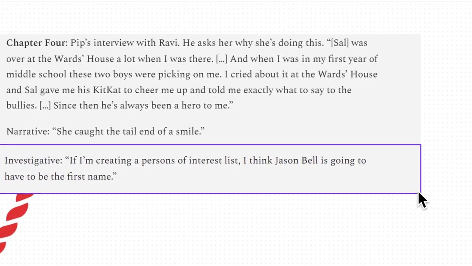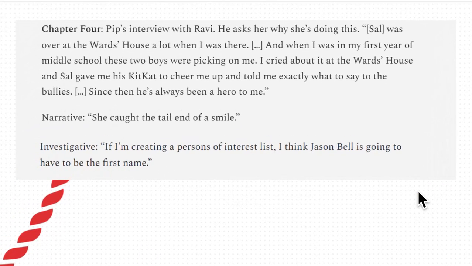There we go. Chapter 4 is Pip's interview with Ravi. He asks her why she's doing this, aka investigating his brother. And her answer is, "Sal was over at the Wards' house a lot when I was there. When I was in my first year of middle school, these 2 boys were picking on me. I cried about it at the Wards' house, and Sal gave me his Kit Kat to cheer me up and told me exactly what to say to the bullies. Since then, he's always been a hero to me."